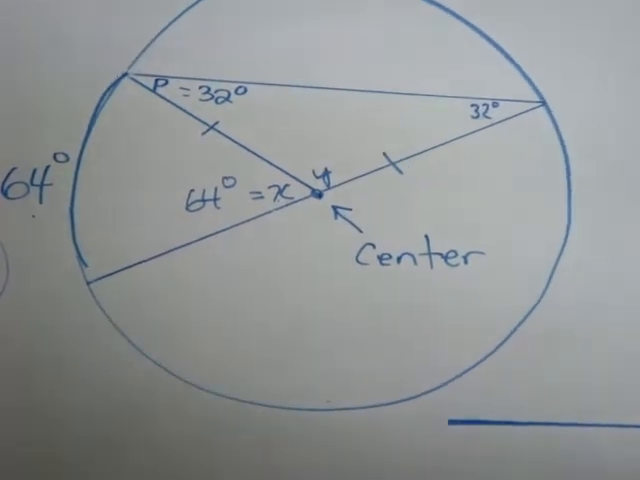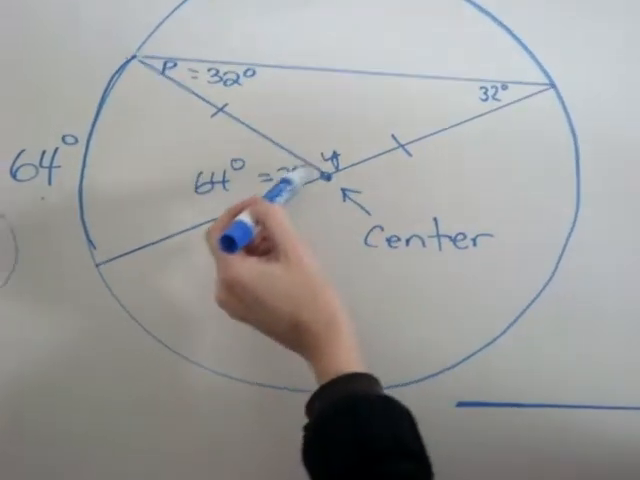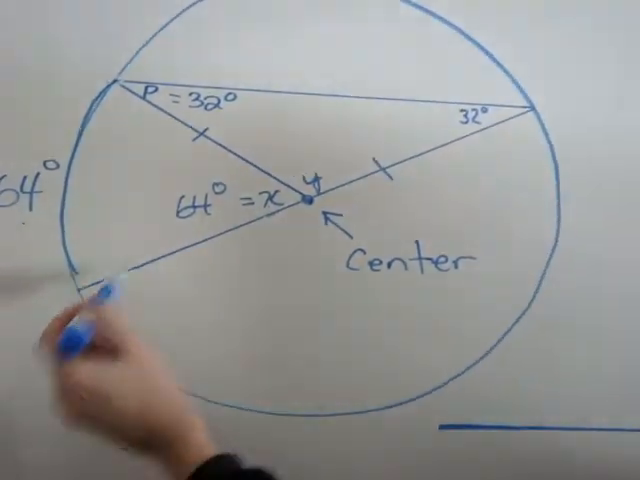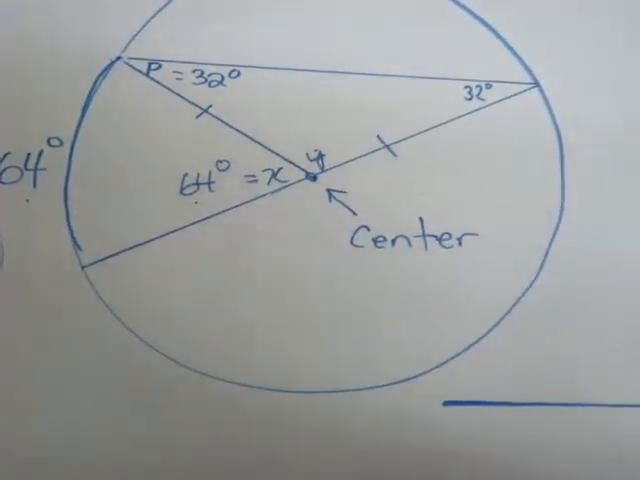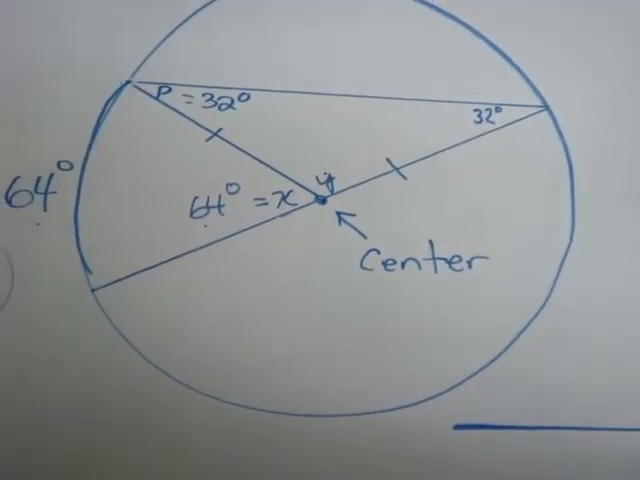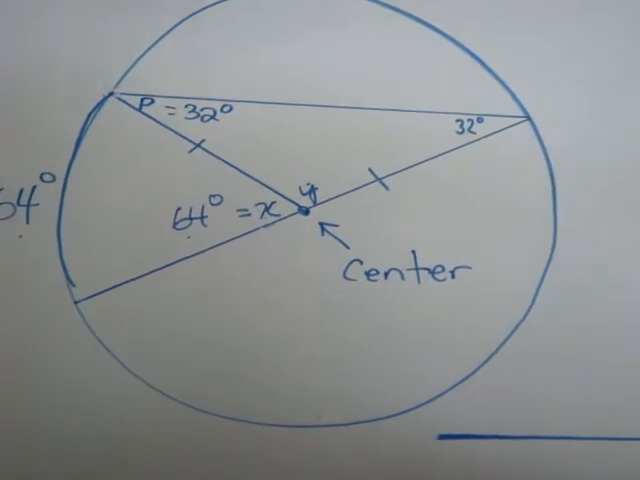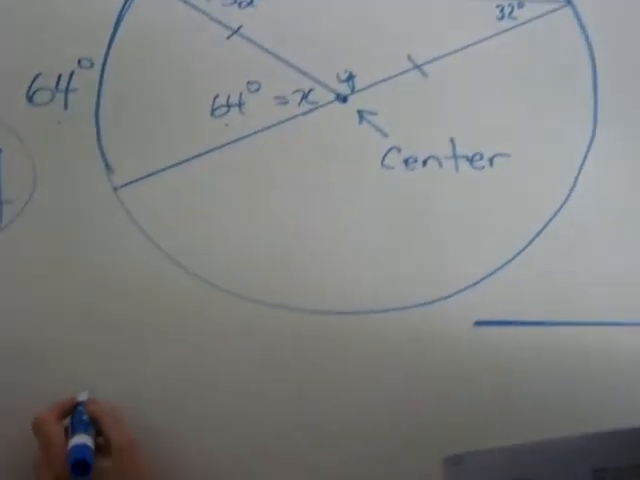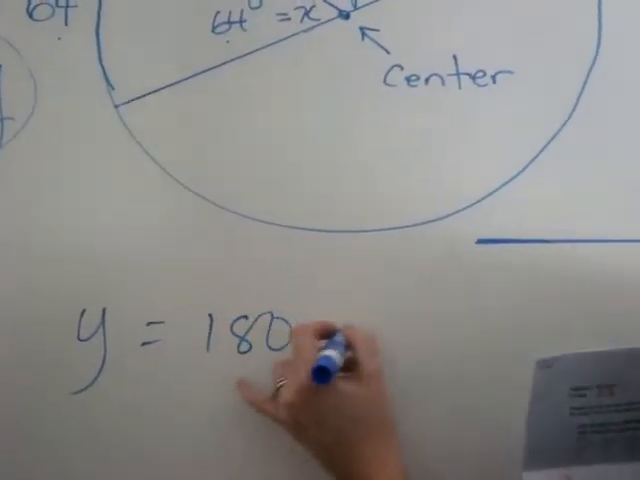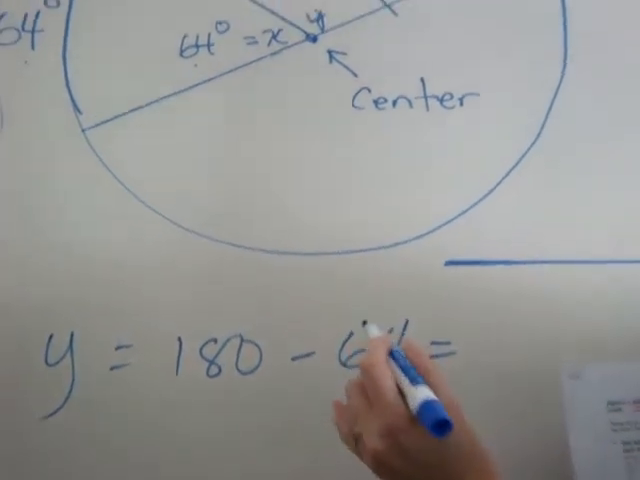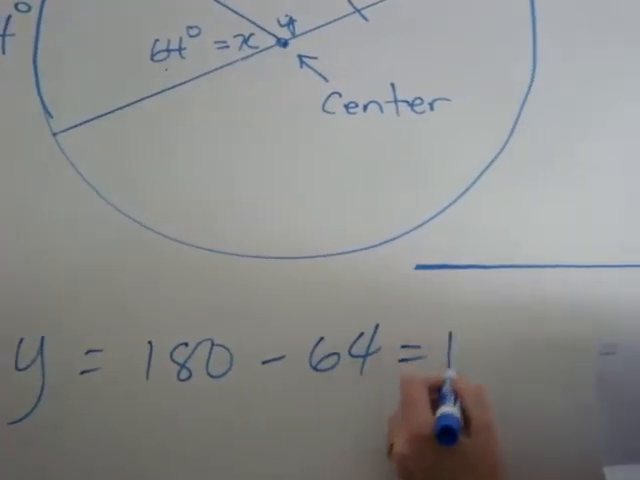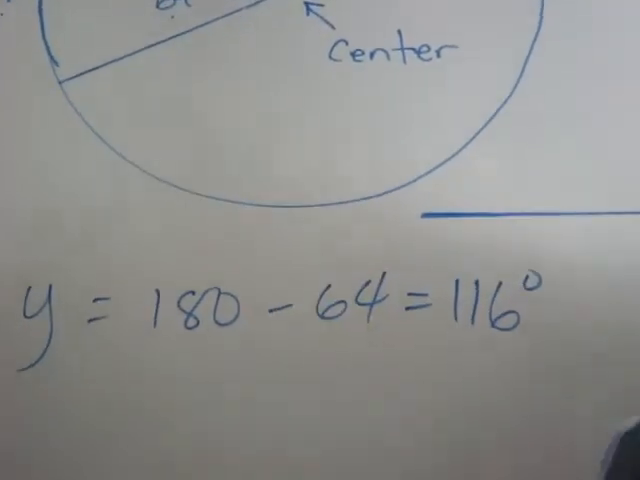And the final thing is, these two angles lie on the same line, so they're going to add up to 180. So y is going to have to be 180 minus 64, so y is going to equal 116 degrees.